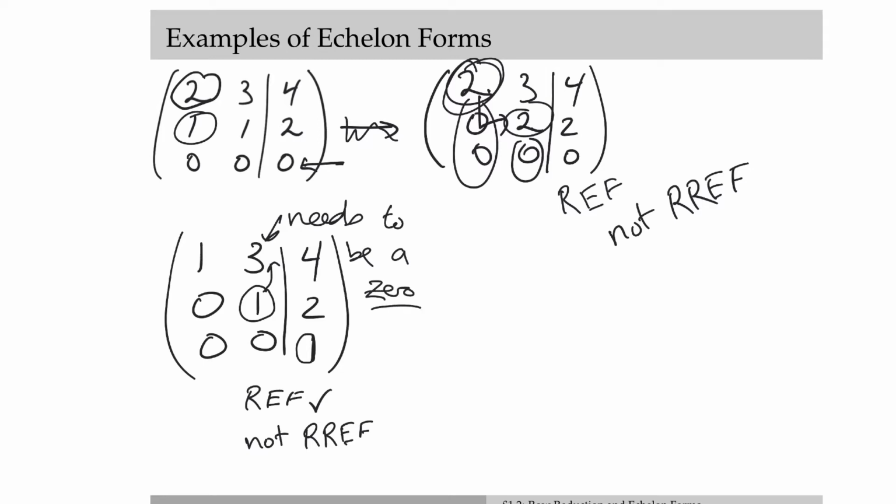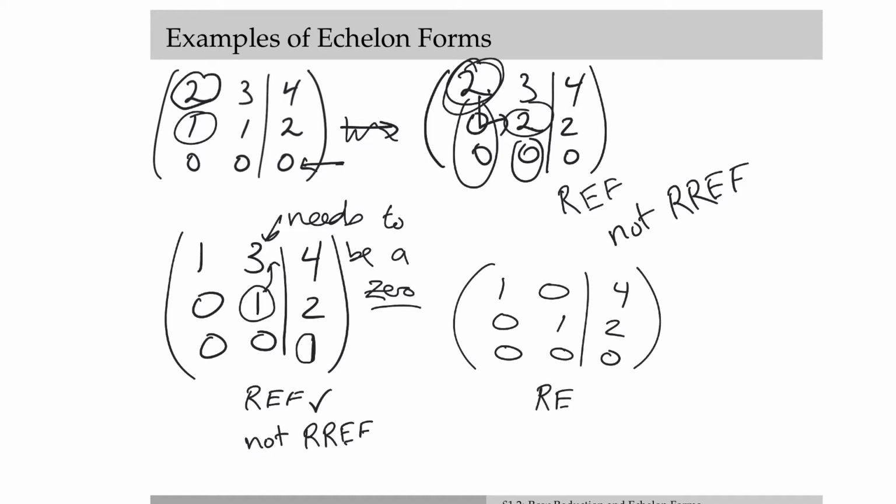All right, let's write this one down. 1, 0, 4, 0, 1, 2, 0, 0, 0. We know this is row echelon form. Is it reduced row echelon form? Well, yes, it finally is, because the leading entries, both 1s, are the only ones in their respective columns.